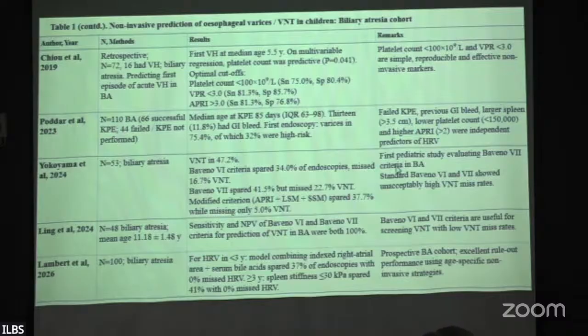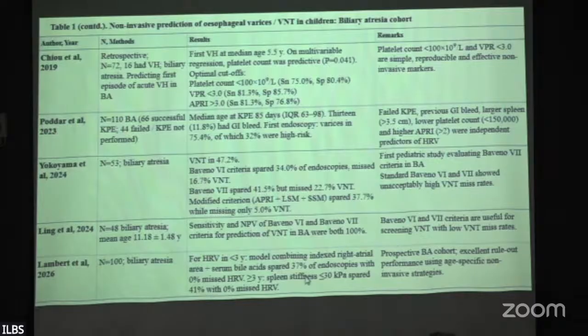Then there were recent studies which were using the adult Baveno 7 criteria and Baveno 6 criteria to see whether these criteria are useful in children as well. But the results are conflicting, and many studies showed that they had unacceptably high VNT missing rates in children, and they cannot be used directly.